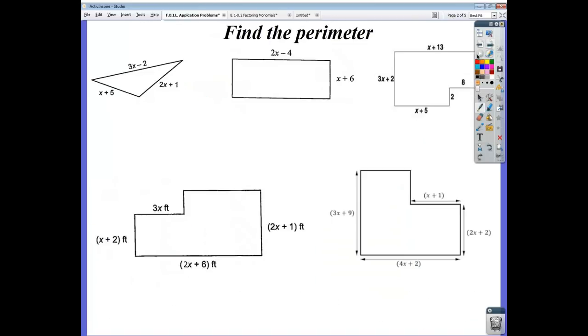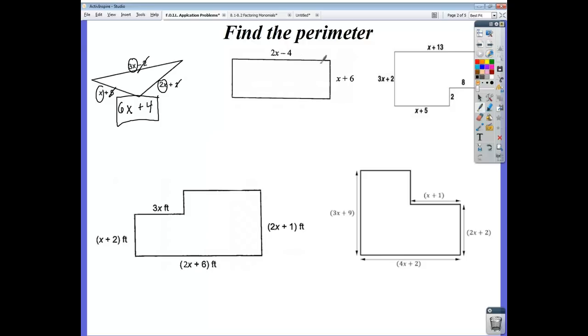Okay, let's keep moving. So it says find the perimeter. If I want to find the perimeter, I just add up all the sides. So I have 3x plus 2x plus x. 3x plus 2x is 5x plus x is 6x. Then I have negative 2 plus 1, which is negative 1. Negative 1 plus 5 is 4. 6x plus 4 is the perimeter.